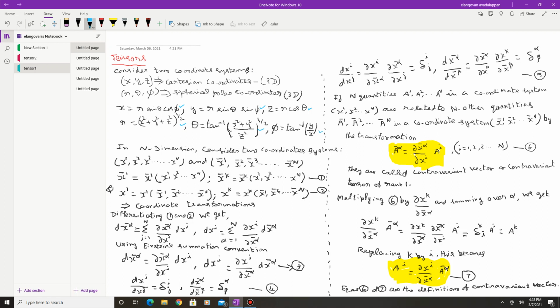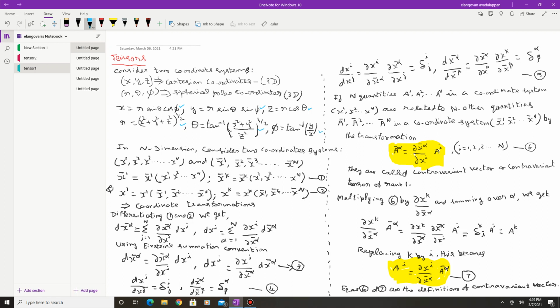In general, suppose we choose an n-dimensional system. In the n-dimensional system, let us consider two coordinate systems. The coordinates are x1, x2, x3, up to xn, with superscripts. So there are n coordinates. Let us choose one coordinate system. Let us similarly choose another coordinate system in the same n-dimensional system.